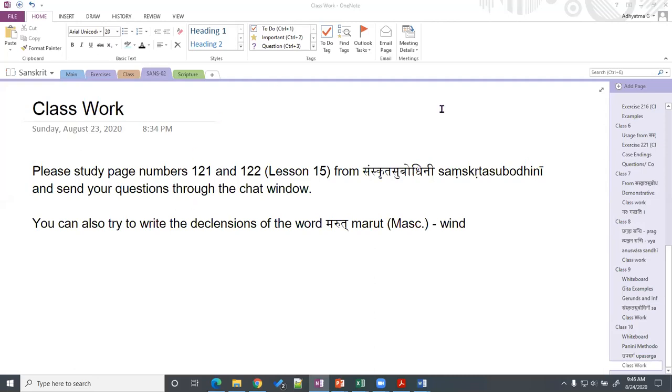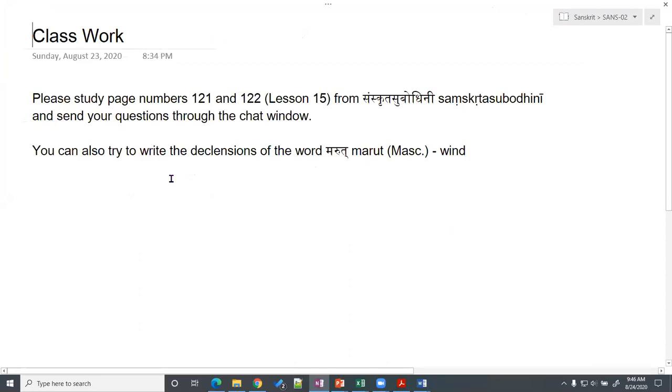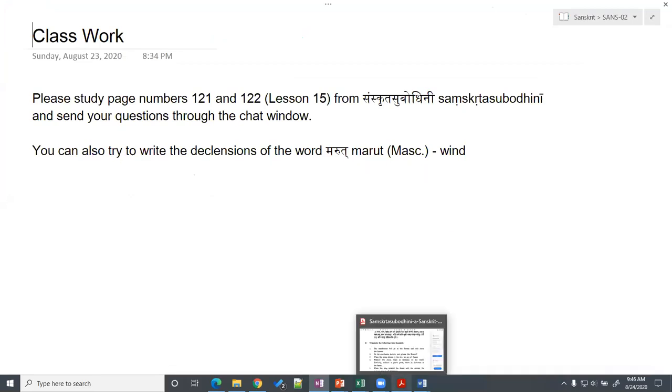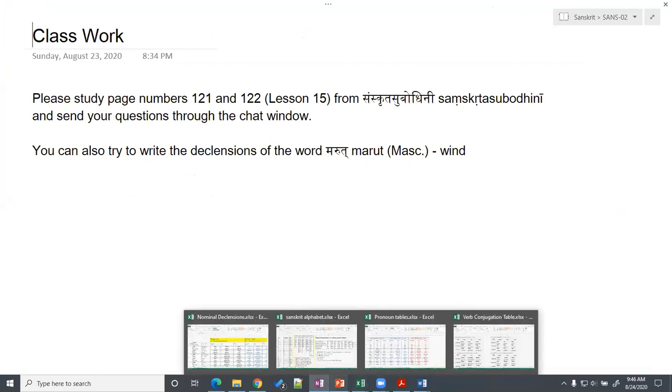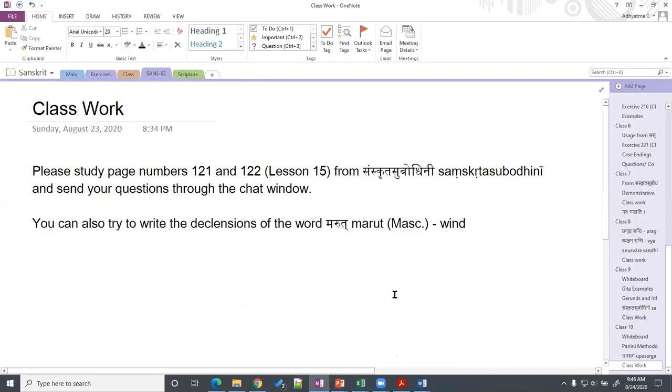So this is the classwork. You can study these two page numbers from Sanskrit Subodhini, and you can also try to write the declensions of the word Marut. Just like Sarit, you can write for Marut also. I can copy that part here maybe.